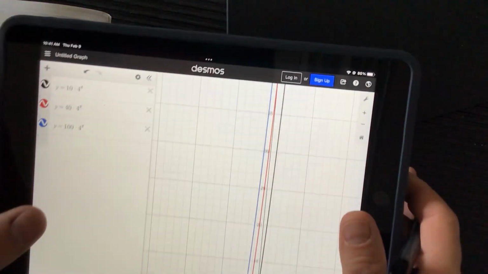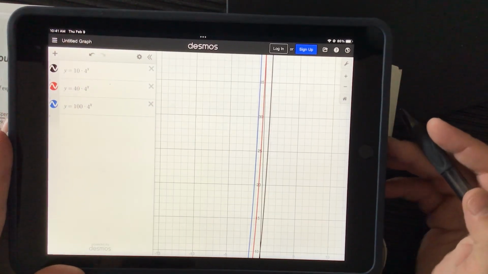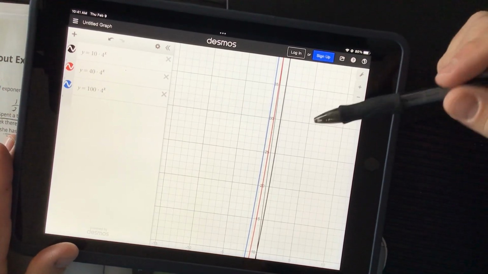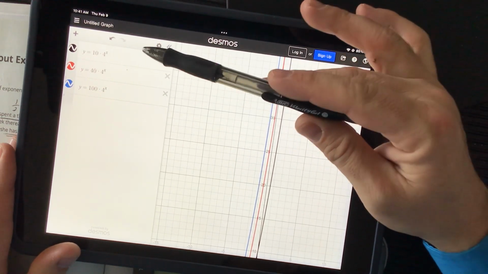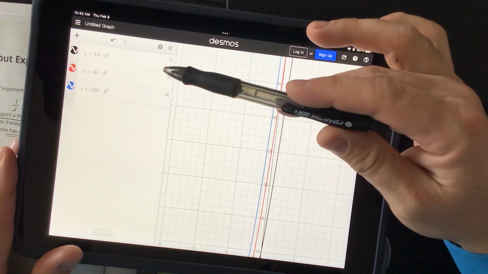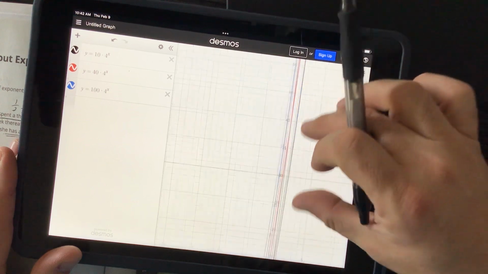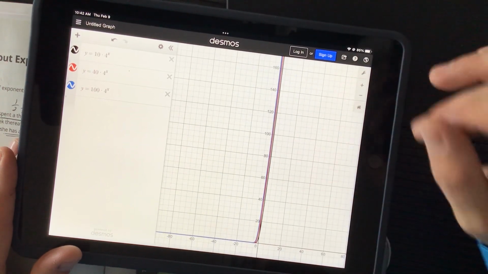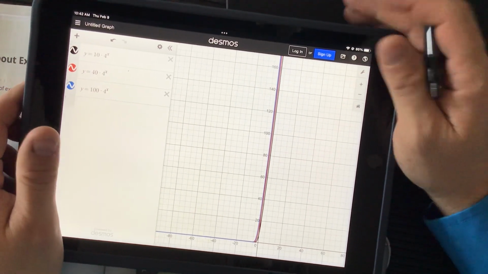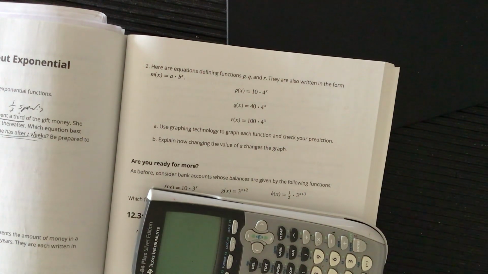All right, you can see that they're basically all increasing at the same rate. The only question is, where is it crossing the y-axis? So the black one here, 10 times 4 to the x, crosses at 10. 40 times 4 to the x, crosses at 40. And if you follow the blue, it crosses all the way at 100. So it's increasing at the same rate. All that's going to do is adjust where it crosses the y-axis. So that will adjust up and down. So go ahead and answer that question.